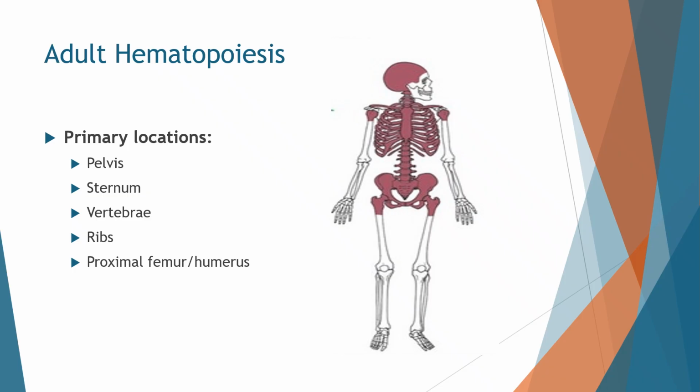Once we reach adulthood, hematopoiesis becomes much more centralized and efficient. Instead of occurring everywhere, active blood formation is restricted to specific bones containing red marrow. Primary adult hematopoietic sites include the pelvis, which is the workhorse location, the sternum, vertebrae, ribs, and proximal femur and humerus. These areas contain trabecular bone spaces filled with active marrow capable of continuous blood production. Why these bones? Because they maintain rich vascular supply and supportive stromal niches that allow stem cells to survive, divide, and differentiate properly.